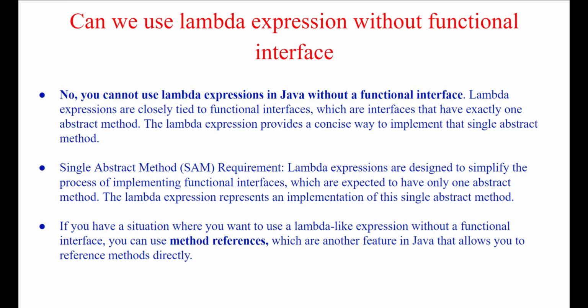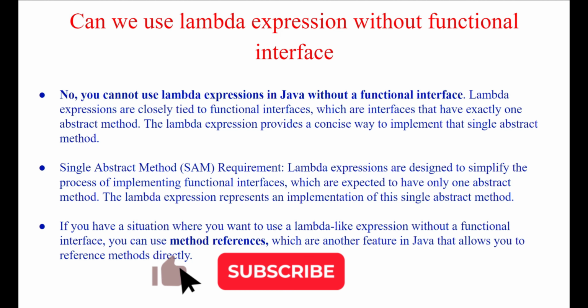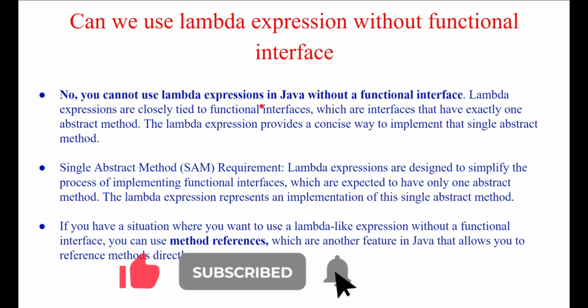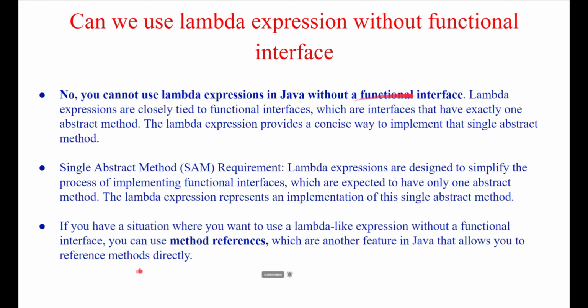Now the next question: can we use a lambda expression without a functional interface? The answer is no. You cannot use a lambda expression, which is part of the Java 8 new features, without a functional interface. Why? Because lambda expressions are closely tied to functional interfaces. First of all, let's understand what functional interfaces are. Functional interfaces are those interfaces with exactly one abstract method, that is, a single abstract method. Now, a lambda expression provides a way to implement that abstract method. So, a lambda expression is an implementation of that abstract method.